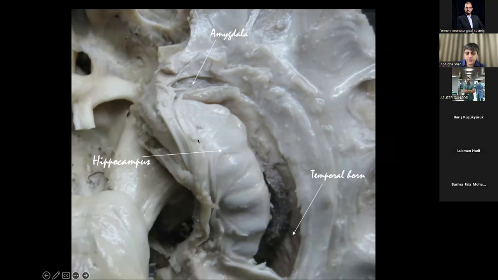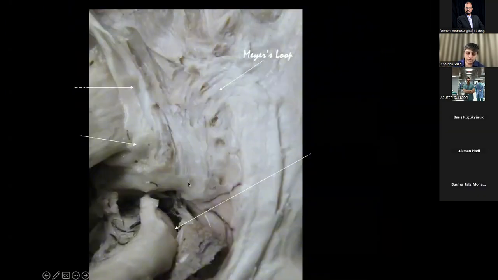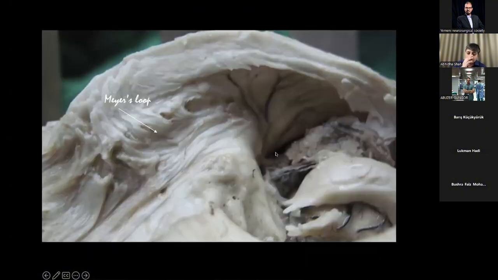Once you reflect the hippocampus and choroid plexus down, you see fibers coming here from the lateral geniculate body, curving and going in the lateral part of the temporal horn. And these are actually fibers of the Meyer's loop as they are turning to form the lateral part of the wall of the temporal horn.